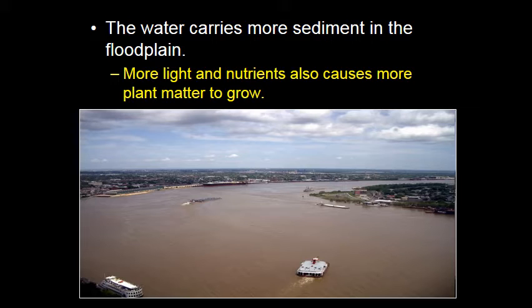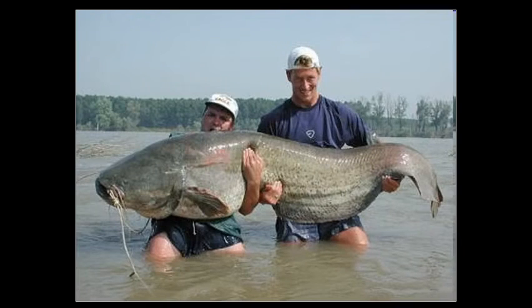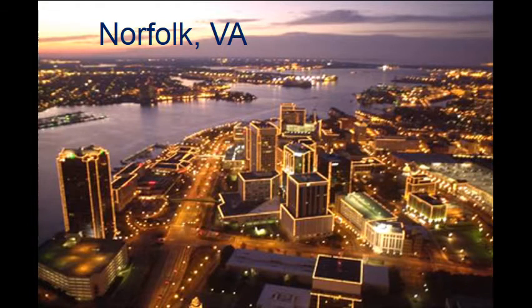And where you have a lot of plant matter, you have a lot of food for the fish. And so we can see that right here. This is probably an area that's coming from two different sections. And as I said, you can get some pretty monstrous fish in these areas because there's a lot of nutrients for plants. And when there's a lot of nutrients for plants, there's a lot of food for the animals.